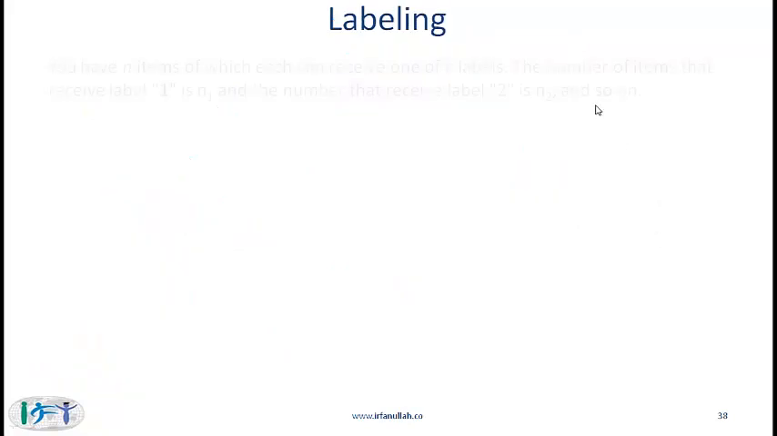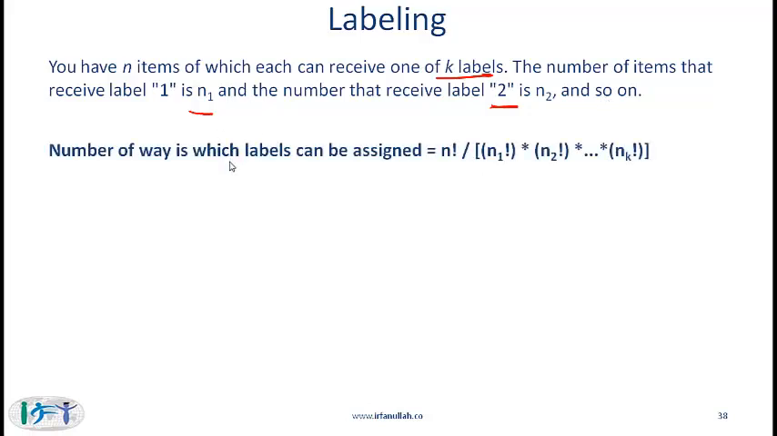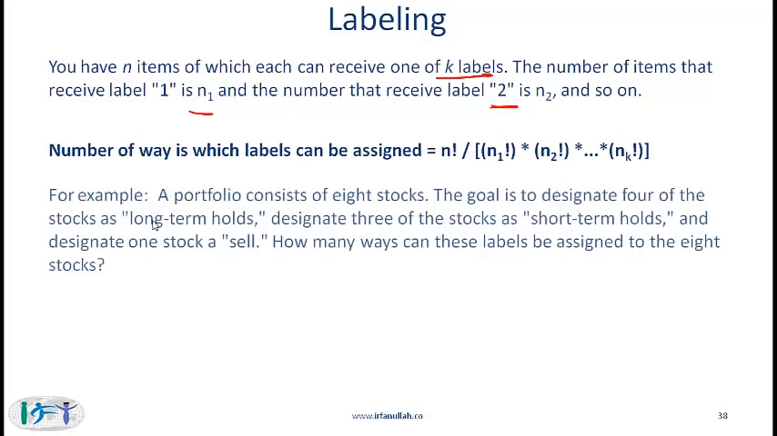Next we talk about labeling. Say you have n items of which each can receive one of k labels. The number of items that receive label 1 is n1. The number that receive label 2 is n2 and so on. To understand this, let us look at a simple example and then we'll see how to use this formula related to the number of ways in which labels can be assigned.